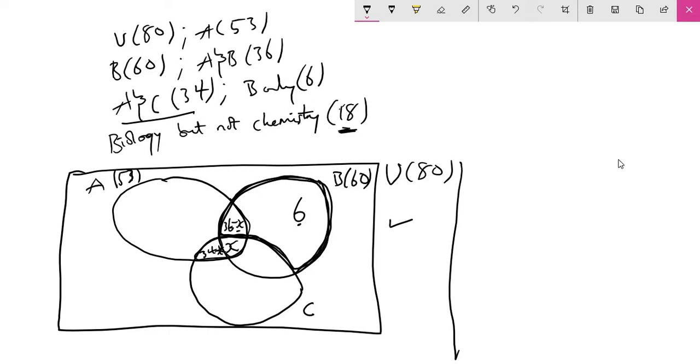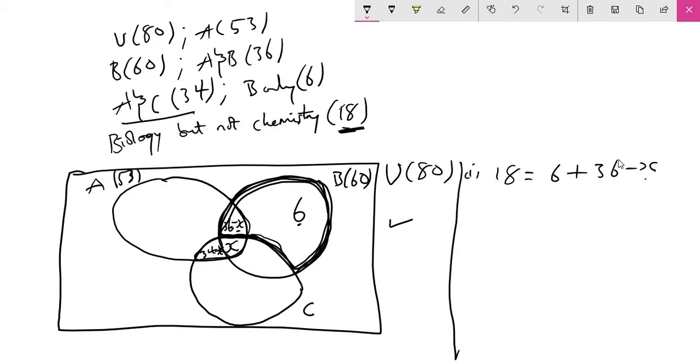Before we can solve any question, we need to find X anyway. So let's go ahead and do that. The number that took art only. First we need to find X, like I said. So 18 must be equal to 6 plus 36 minus X. Remember, this part is where 18 is, so that must add up to 18.